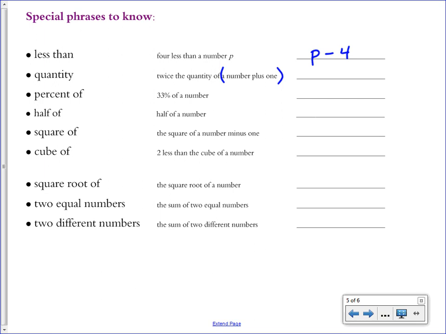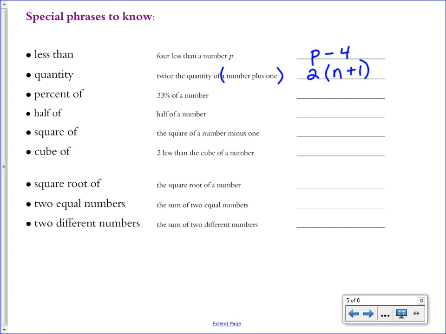So to write twice the quantity of a number plus 1, we want to do twice, quantity, number plus 1. And it doesn't say what number, so I use the letter n. You can use any variable you want to be a number if it doesn't tell you what number or what variable to use. Next tricky example is percent of.